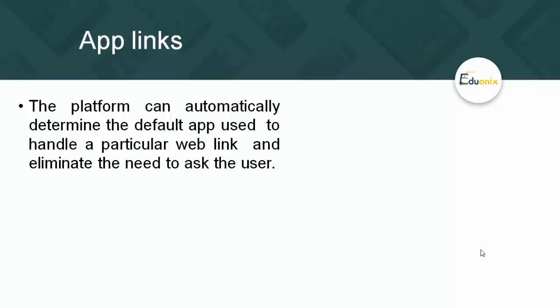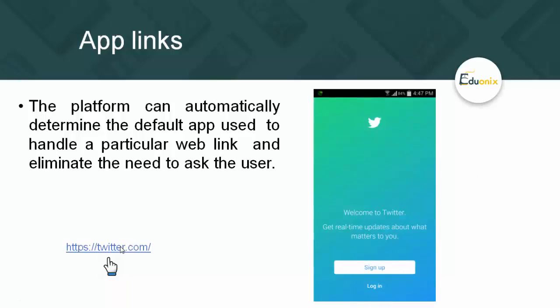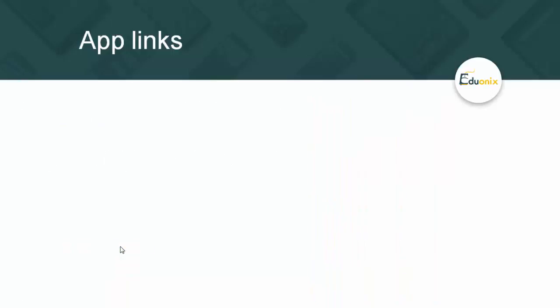With the new app links, the operating system can automatically determine the default app used to handle a particular web link and eliminate the need to ask the user. We've put a simple link here to show how Android M handles the app link feature. If the user taps on a Twitter link in an email, the Twitter app will open automatically instead of prompting them whether or not they want to use Twitter to view it.